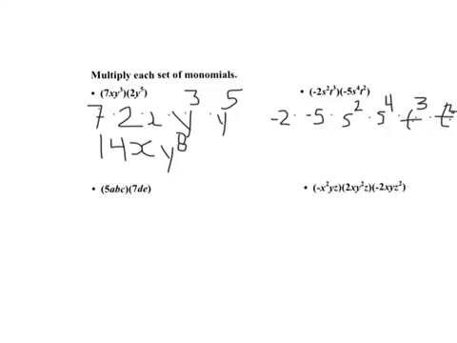Okay, so negative 2 times negative 5, and negative times a negative is a positive 10. S squared times s to the 4th gives me s to the 6, adding those exponents, and t to the 3rd times t to the 2 gives me t to the 5th. Alright, pause the video and try the next ones on your own, please.